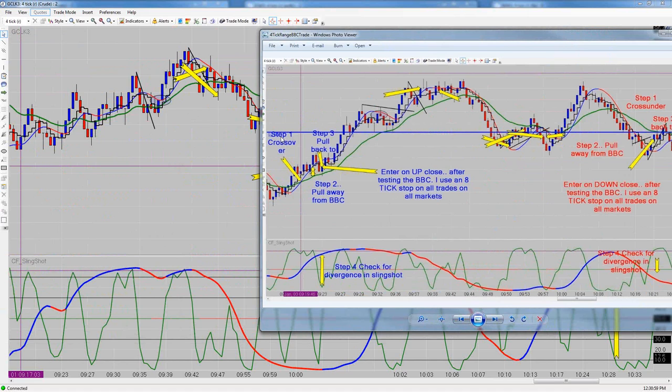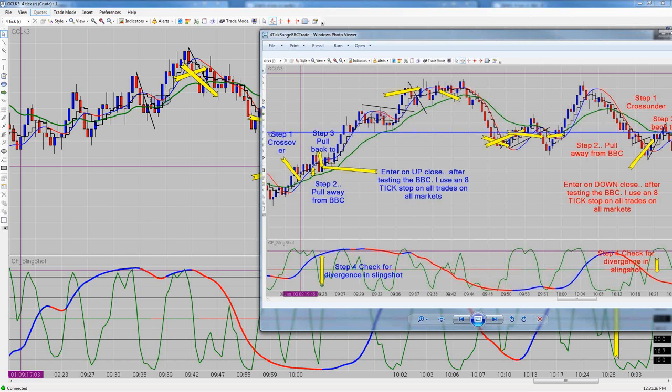All right, this is what you look for. Step 1, you look for the MA1, which is the blue and red line, to cross over the BBC, which is the green line, to pull away from the BBC, then to come back and test it, and to have bullish divergence on the cycle. Bullish divergence on the slingshot means the green line moving away from the cycle portion of the slingshot, and for the cycle portion to be blue. In this case right here, the cycle portion was red.